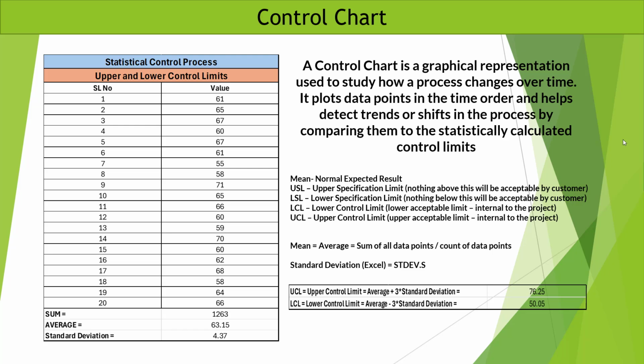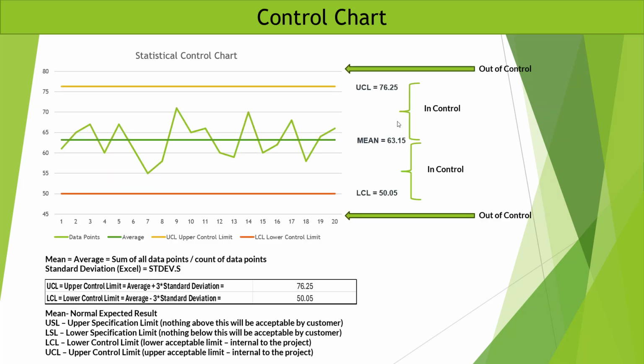Now let's see how the mean, UCL, LCL and the other control limits look when you put them into a plot. This is how it will look in a graph or chart. At the top left-hand side you will see the statistical control chart. There is one horizontal green line, which is the mean, calculated as 63.15.